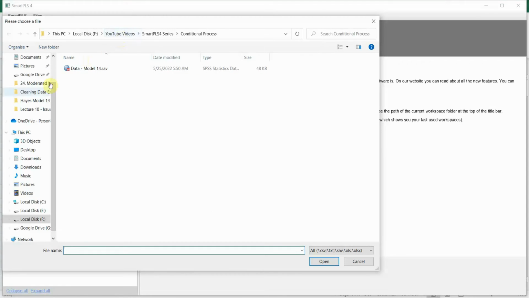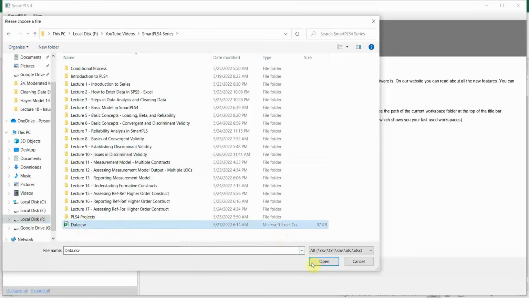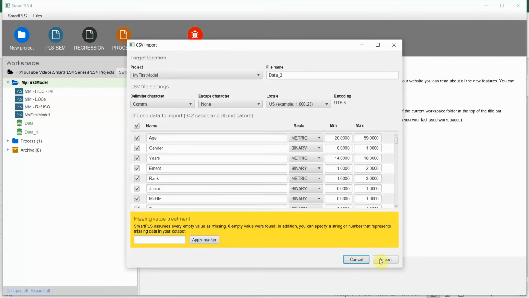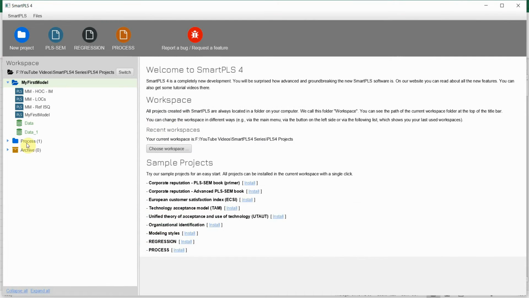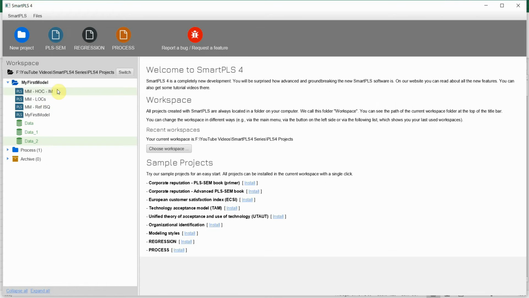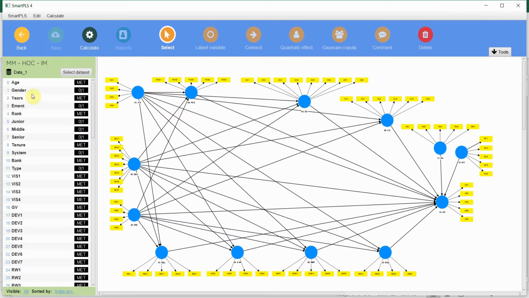Where is that data file? Here is that data file. Open it and name it. Import. Now here is your data file, data_2. Now let's go and make up our model. So you open this file here.